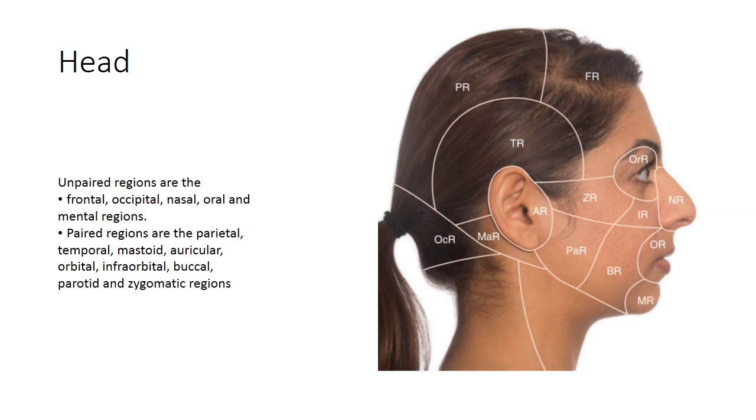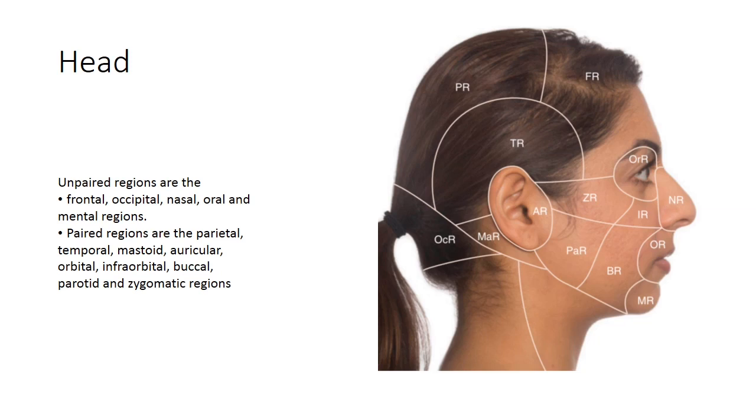In the unpaired regions we have the frontal region. So this is the frontal region, right? We have the occipital region. This is the occipital region. We have the nasal region. We have the oral region and we have the mental region. So these are the unpaired regions, which are included on both sides, and we have the paired regions.